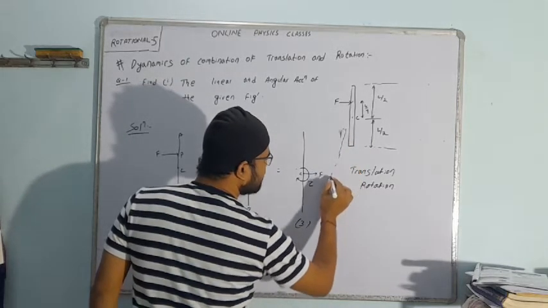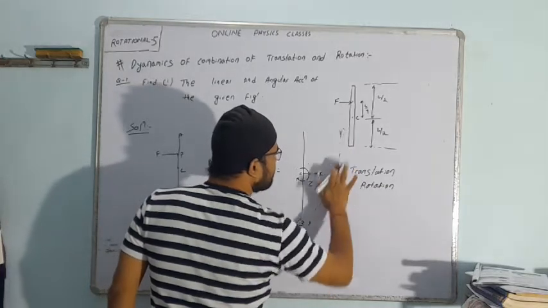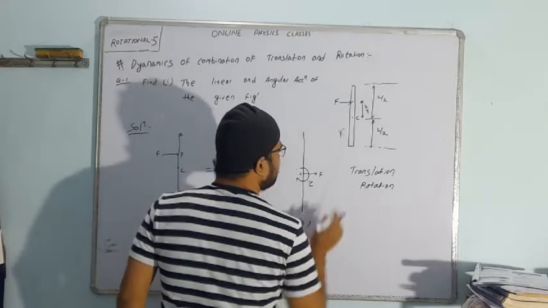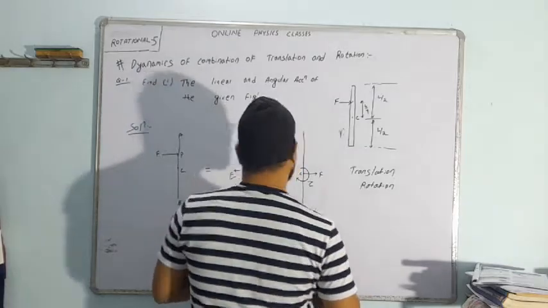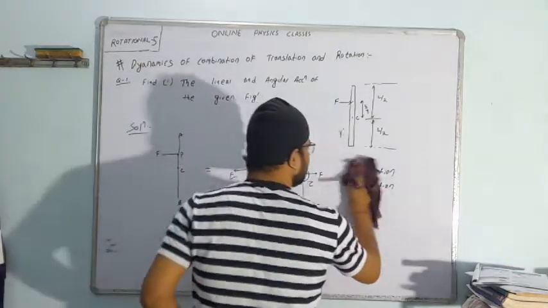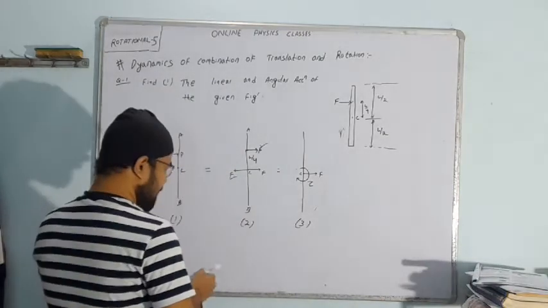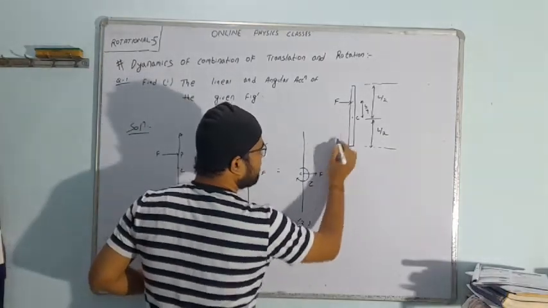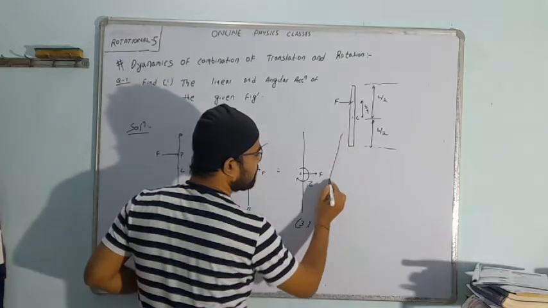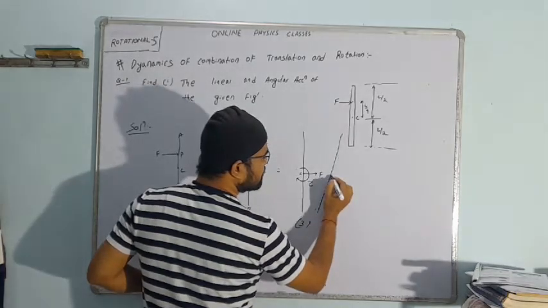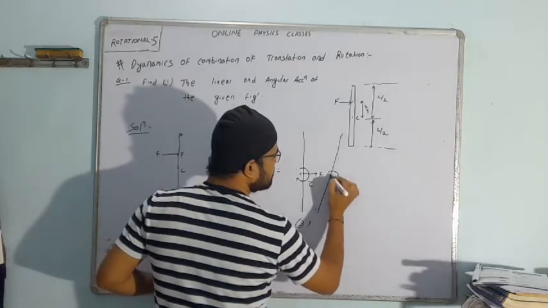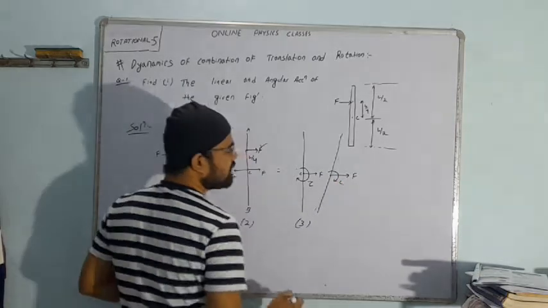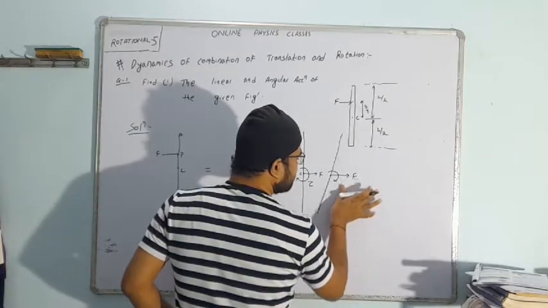Okay, finally the diagram. So I drew this diagram. So finally what will come? Translation plus rotation. So this block, the center will move from this point to this, and rotation also occurs. With the center, force will definitely come, and this rotation is due to torque.